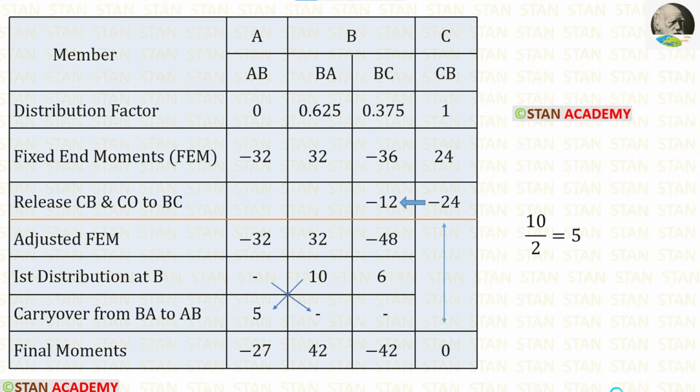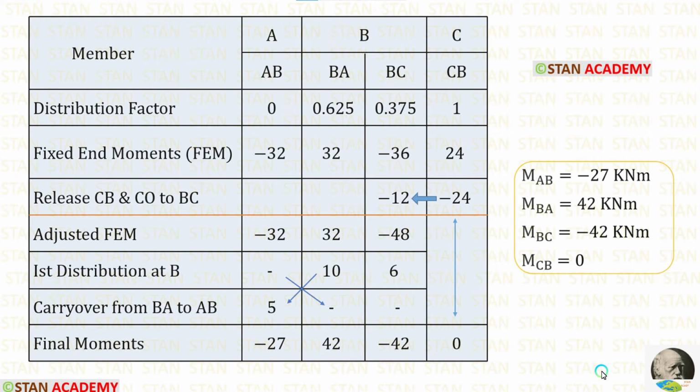So let us add the values and find the final moments. We have to add the values from the adjusted fixed end moments. That is why I have made this color line. We have to add the values below this color line. When we add these two values, we are getting minus 27. When we add these two values, we are getting 42. When we add these two values, we are getting minus 42.